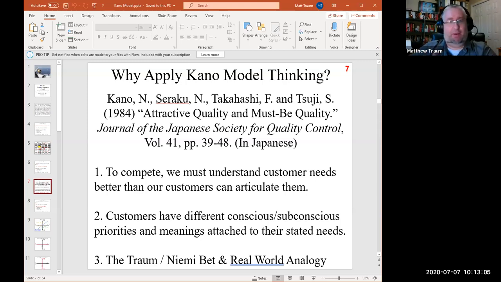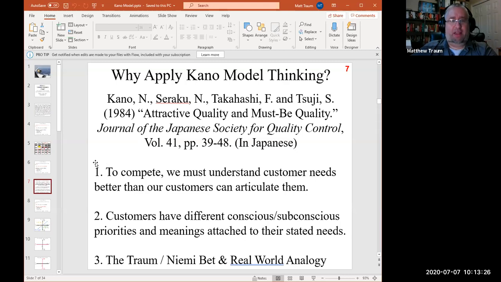There's all kinds of follow-on work that's in English. I have a number of papers that I found that are pretty interesting, that follow on this original work. So it's now kind of easy to navigate your way through this. But the paper was called Attractive Quality and Must Be Quality. And that's, of course, the Japanese to English translation.